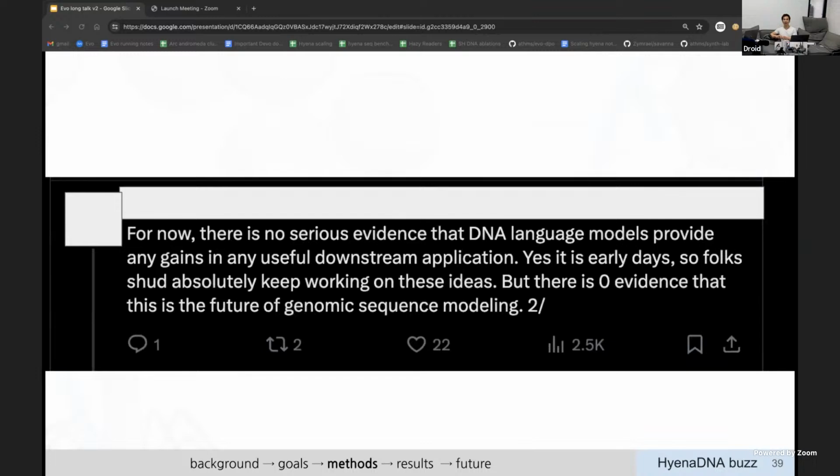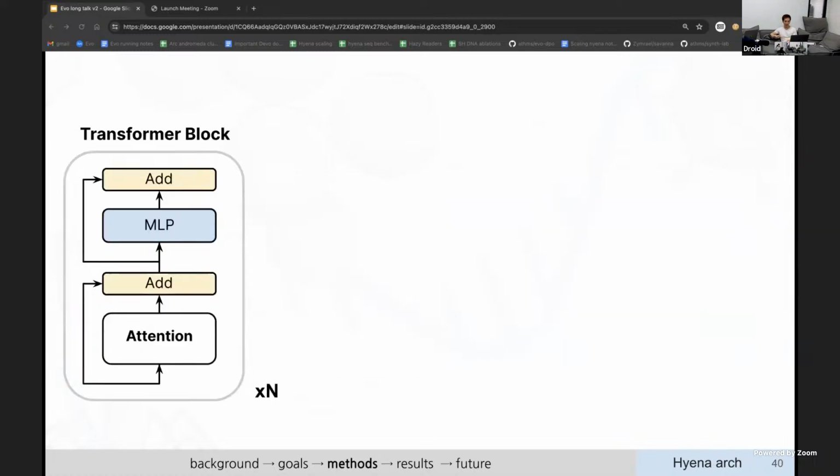But on the flip side, we also paid attention to folks who work in genomics, and we also saw comments that were perhaps more skeptical in healthy ways. But this one quote said, "For now, there is no serious evidence that DNA language models provide any gains in any useful downstream application. It's early days, so people should still keep working on it, but there's zero evidence that this is the future of genomic modeling." So we took that pretty seriously ourselves, and we kept on looking for grounded, useful applications. And that's the backdrop to when we started the Evo project.